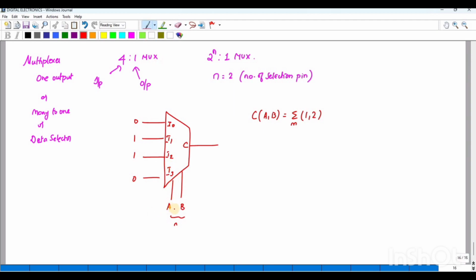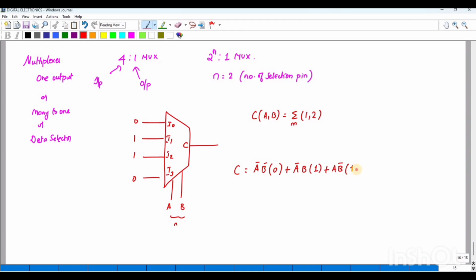Okay, so what it represents is, when A and B is 0 0, I0 gets selected. That is why I have given a bar. I0 is selected. So what is the value of I0? I0 is 0. So when A and B is 0 1, I1 is selected. What is the value of I1? It is 1. Next, when A and B is 1 0, that is A B bar, I2 is selected.